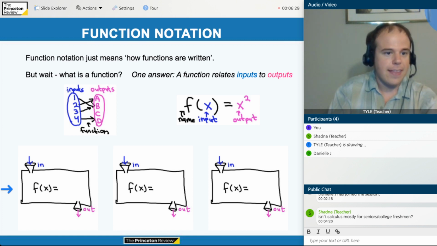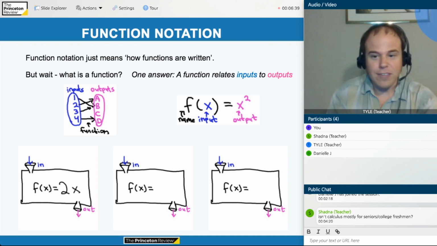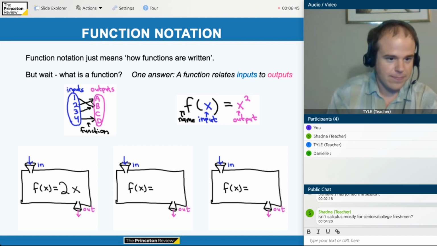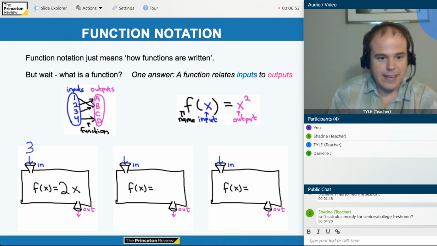Let's say we start with a function f of x equals 2x. What this means is that our function f takes the input, doubles it, and then gives you the output. So for example, if our input was 3, our function will take 3, double it, and give us 6.